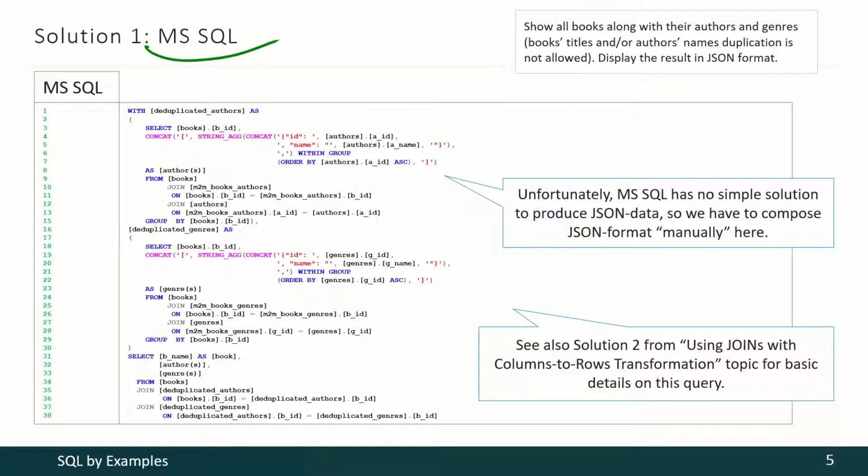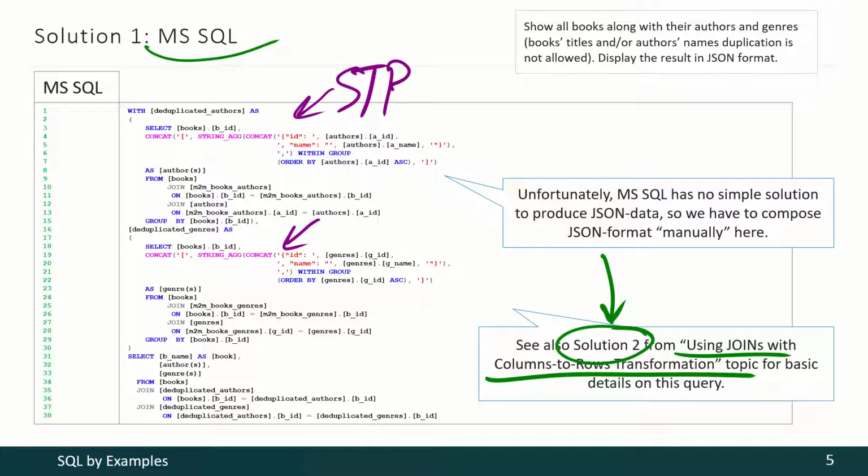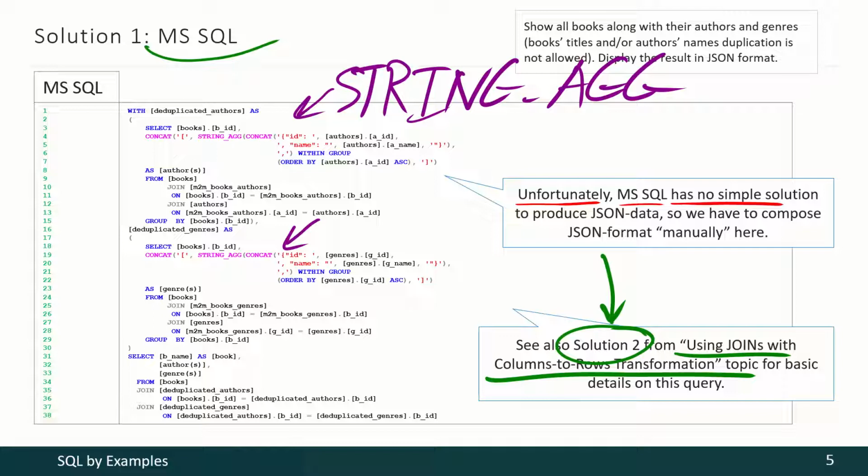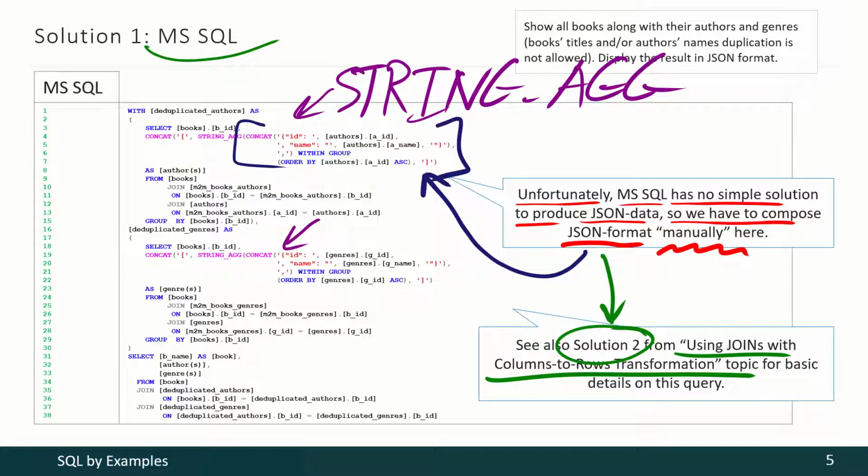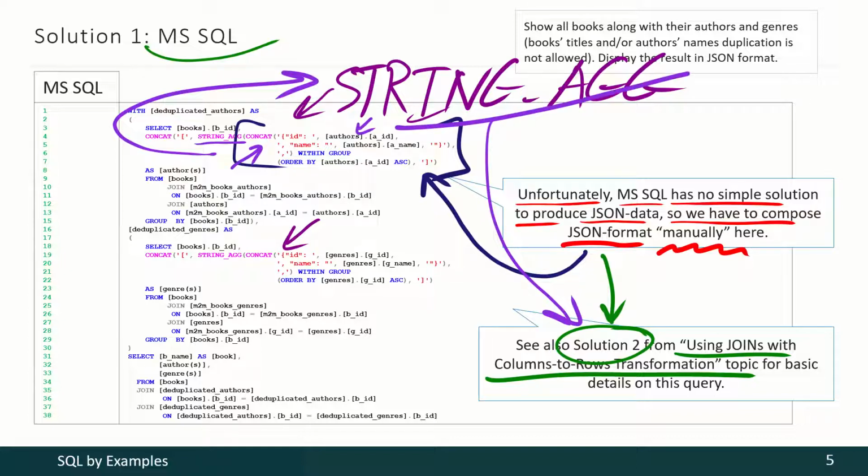In Microsoft SQL Server, we are also following all ideas from that solution from that topic. Previously, in these two places, we were using such function as string agg. But unfortunately, in Microsoft SQL Server, there is no simple way to produce JSON data, so we have to compose that JSON format manually here. And that's how we achieve that expected result. You may see that we are also using string agg function here, the same function we used in that solution. But we are playing with its parameters to produce the data in the JSON format.